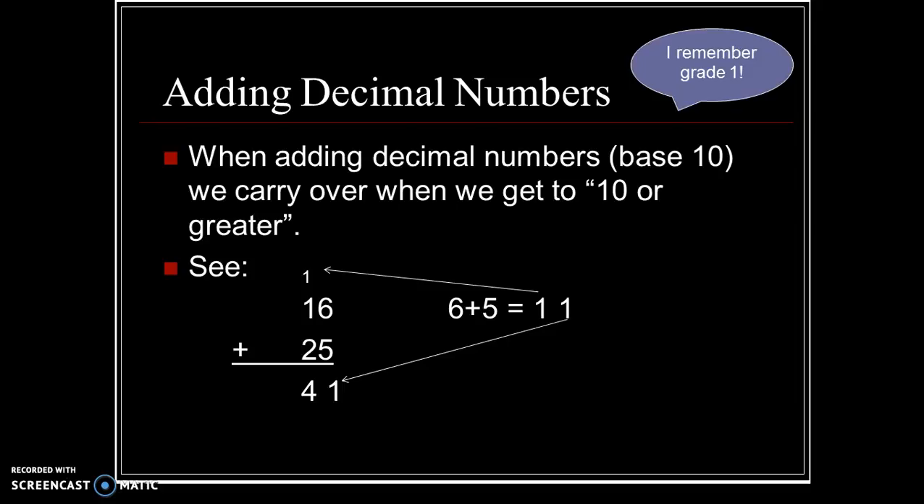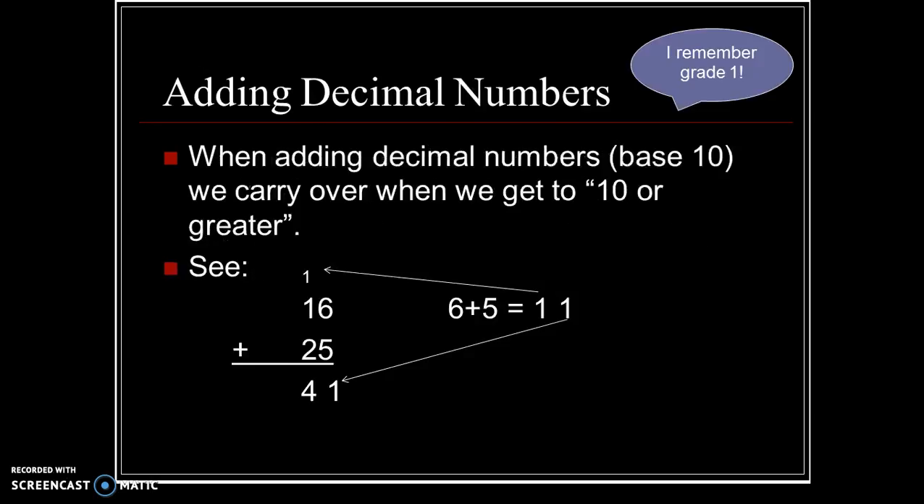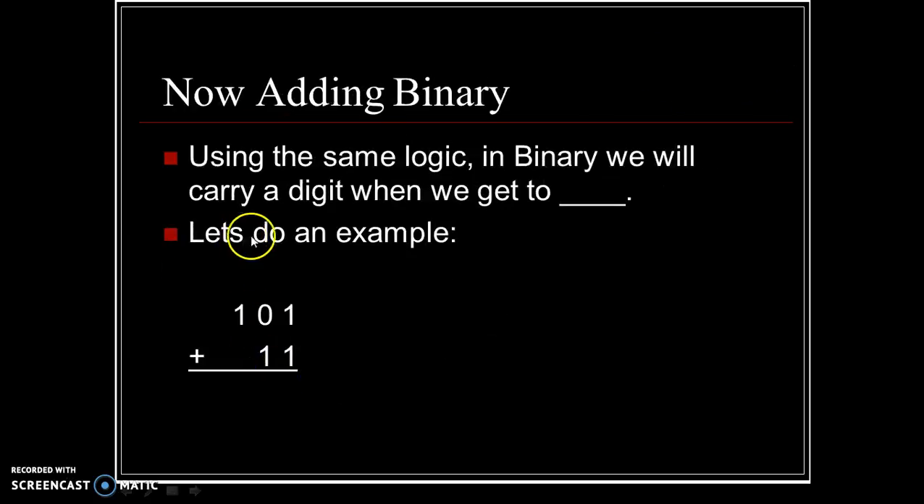In fact, we can do the same thing in binary form. So when we go to add binary, using the same logic, we carry a digit whenever we get to a number 2. So let's try an example: 1011 plus 11. When we add 1 and 1 together, of course, we get 2, and we can't represent a 2 in this column. So we have to carry a 1, of course. We carry the 1 to here, and we write in a 0.